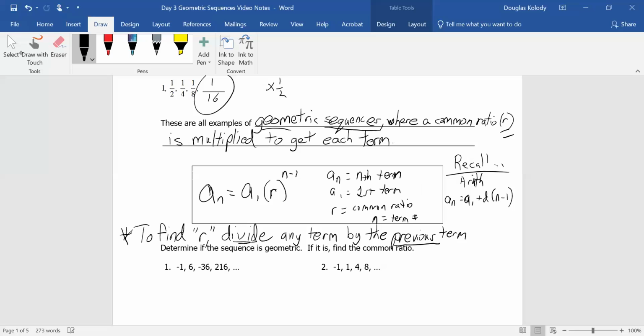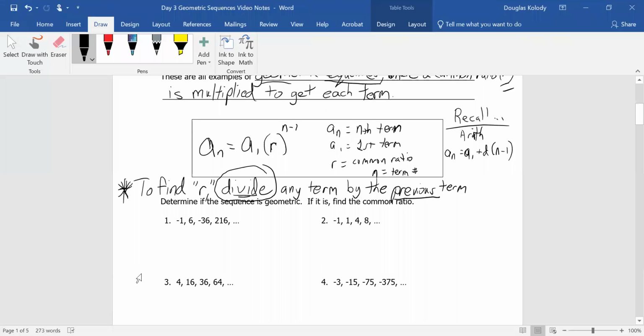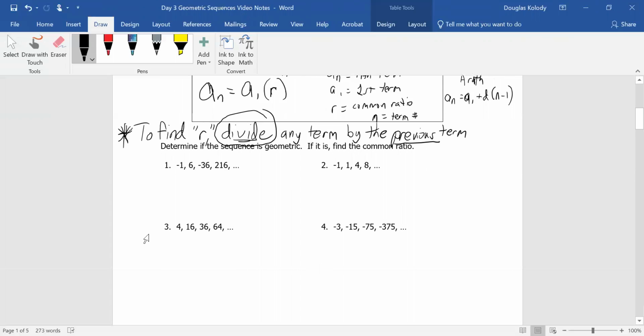All right. So big point here. To find r, even though we're multiplying to get each term, to actually find r at any given point in time, you divide any term by its previous term. So look at the first set of directions. Determine if the sequence is geometric. If it is, find the common ratio. So how do you know if something's geometric or not? Find r and see if the ratio is the same between each term. So you have to do it multiple times.